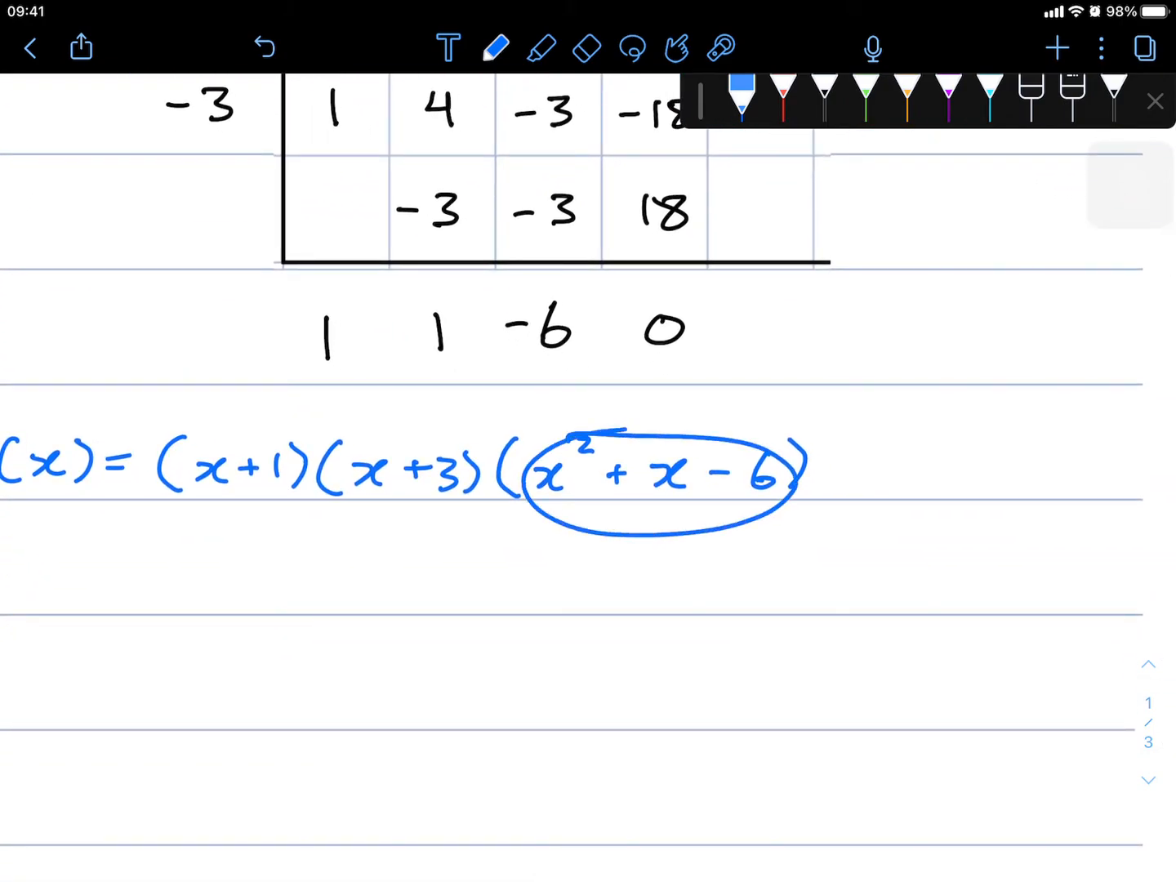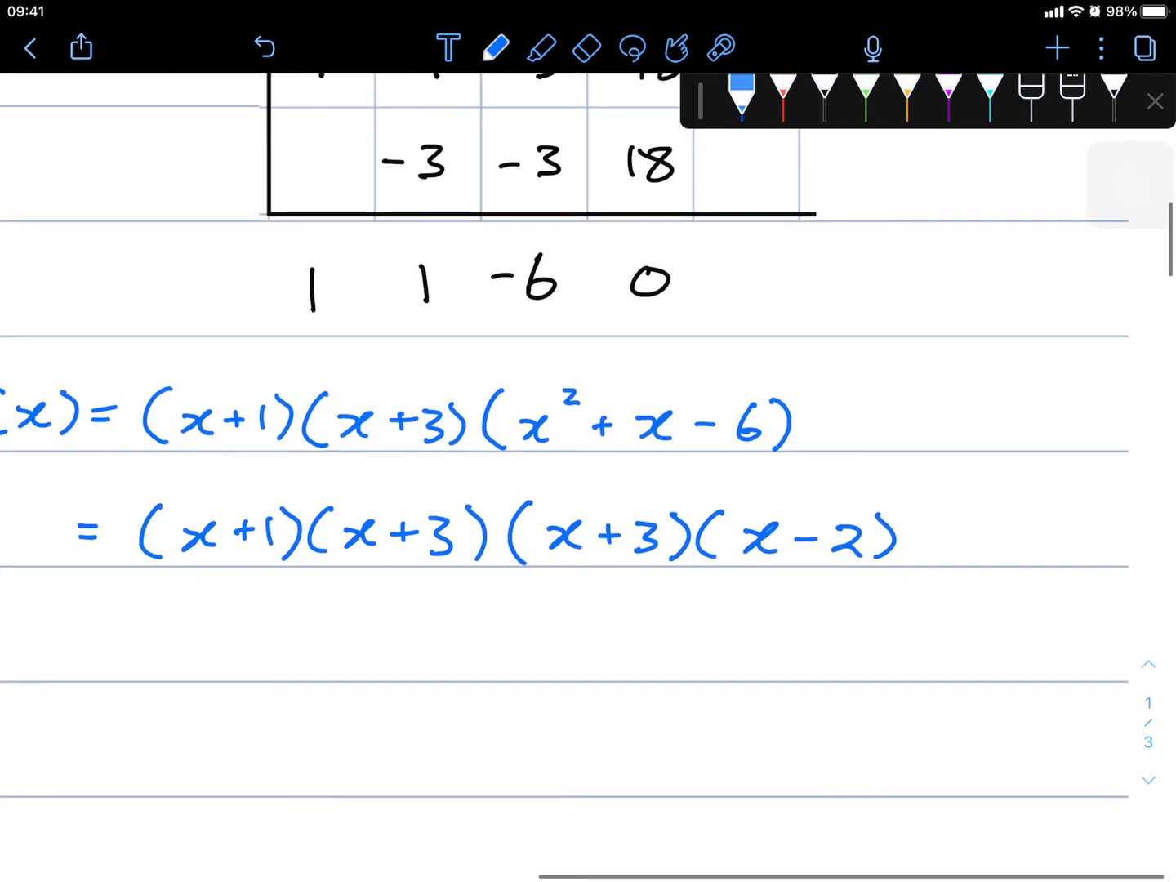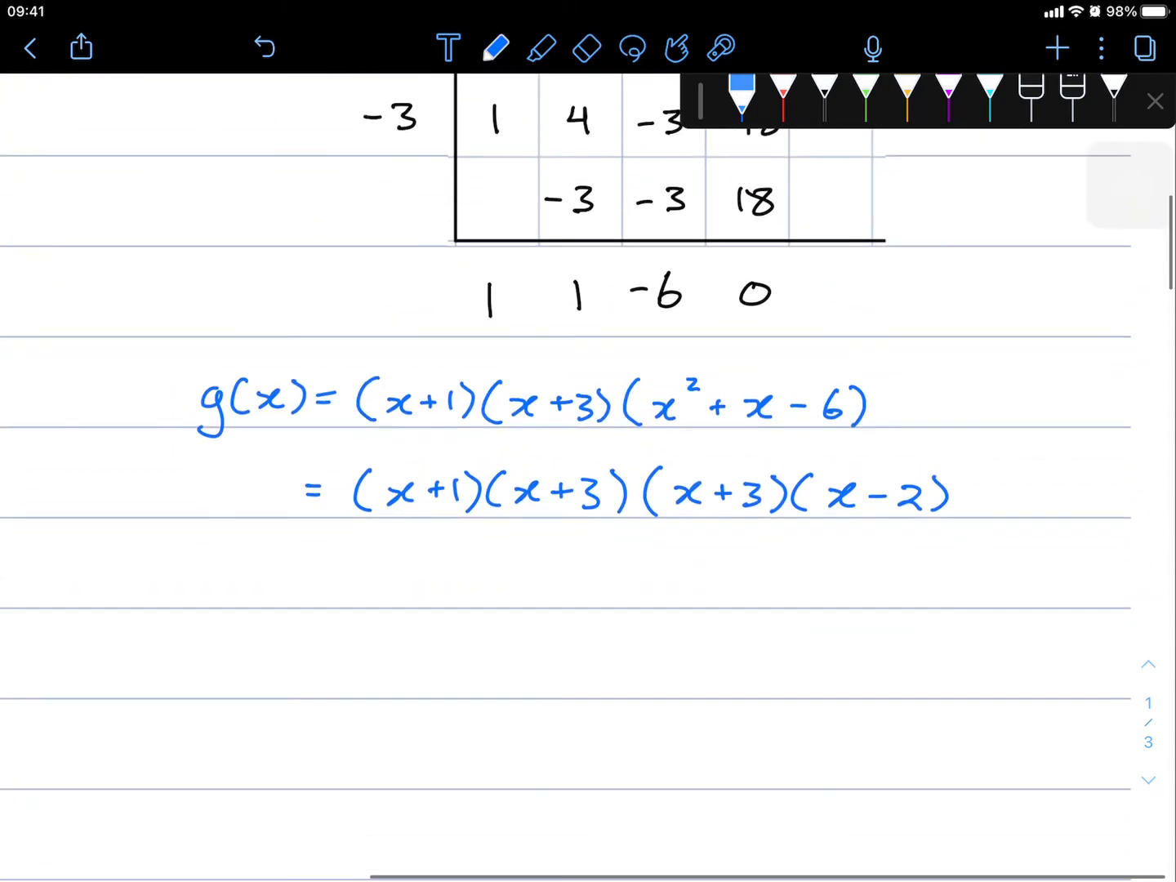This is now a quadratic, which we can factor much more simply without doing this long division. So x plus 1, x plus 3. Let's think of two numbers that multiply to negative 6, but add to positive 1. I can think of positive 3 and negative 2. And that there is fully factored.